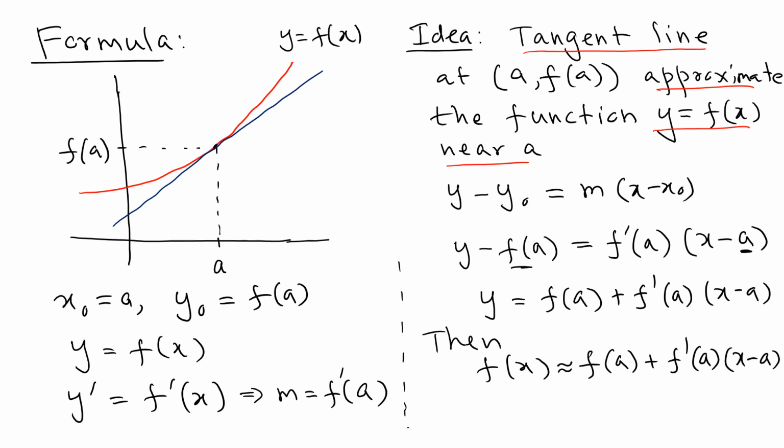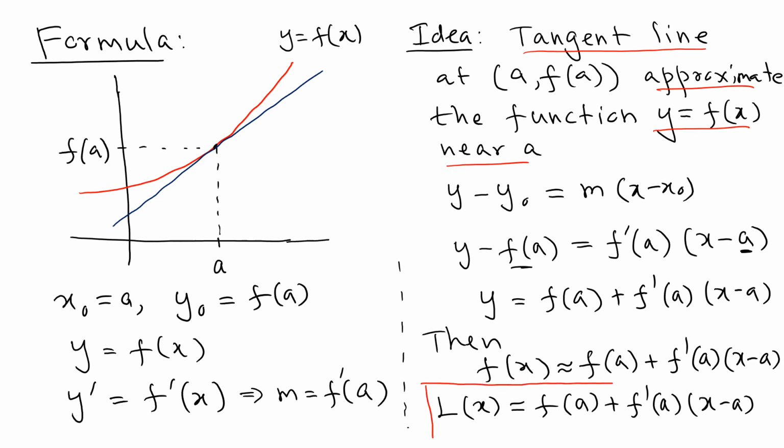Now we're going to use a new notation, L of x, L for linear. So L of x equals f of a plus f prime of a times x minus a. This is what we call the linearization of the function. It is nothing but the tangent line. So we have f of a and f prime of a. We call this the linearization, or the linear approximation, of the function.